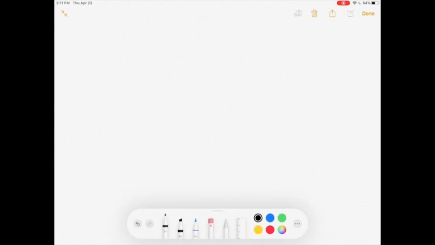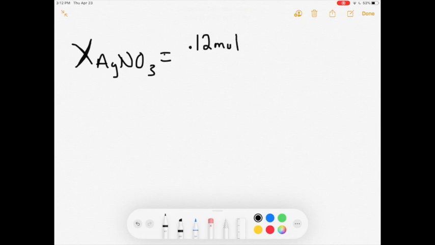Now we're going to do mole fraction. So we're going to find the mole fraction of silver nitrate in the solution. So we're going to take moles of silver nitrate divided by moles of the entire solution. So we already have moles of our silver nitrate. We just calculated that. It was, let me write this out here. Okay, so the moles of silver nitrate were 0.12. We found that in the last problem. And then we're going to divide that by the entire moles of the solution, so 0.12.